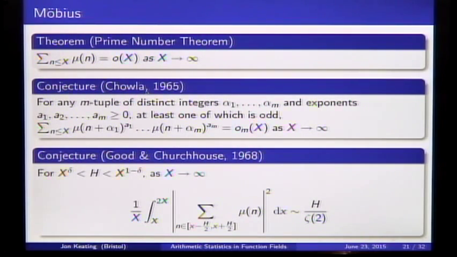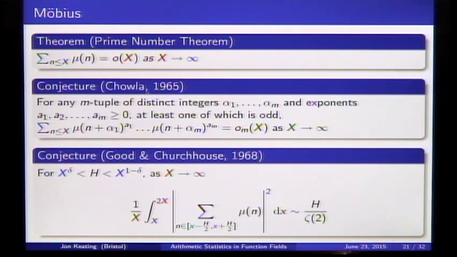So I'm now back in the number field setting, and I'm telling you what's known. The sum of the Mobius function over a long range, all the way up to x as x tends to infinity, is little o of x. That's equivalent to the prime number theorem.